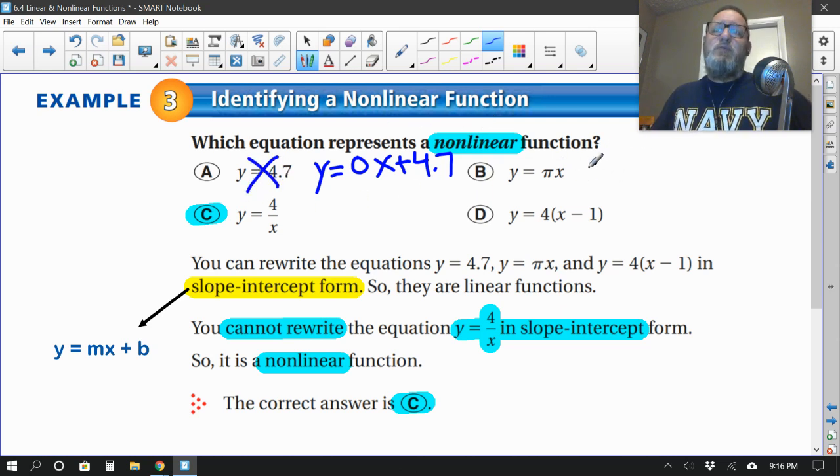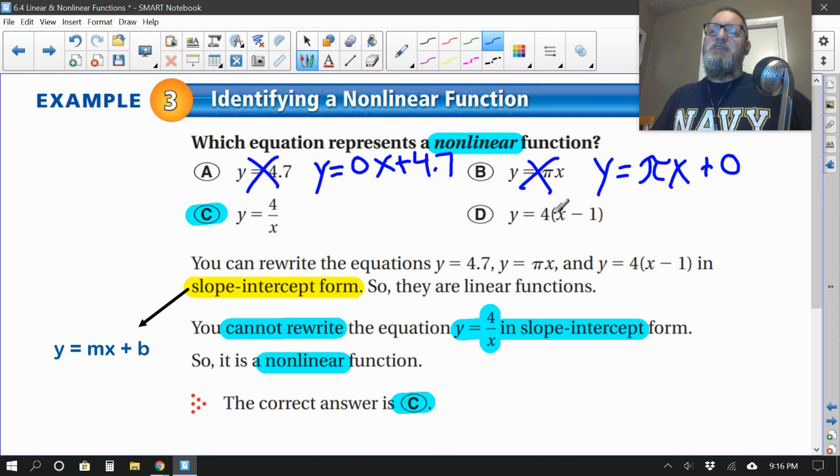How about this one? y equals pi x. What about the plus b? Well, there is nothing here, so I could just put in plus 0. So once again, we have y equals mx plus b. So it's not this one. This one's perfectly linear also.